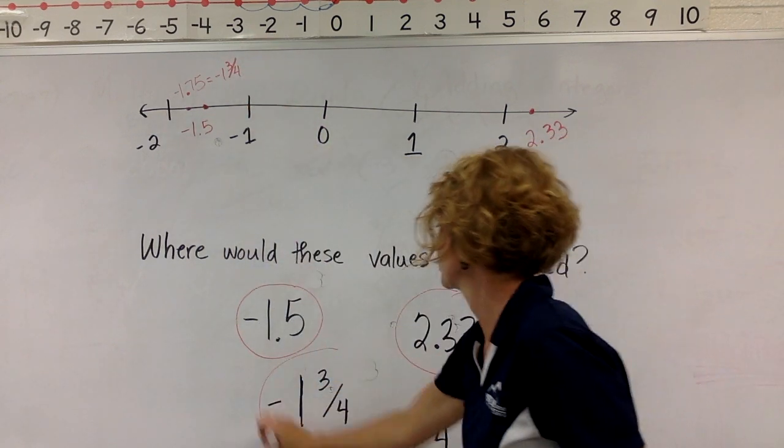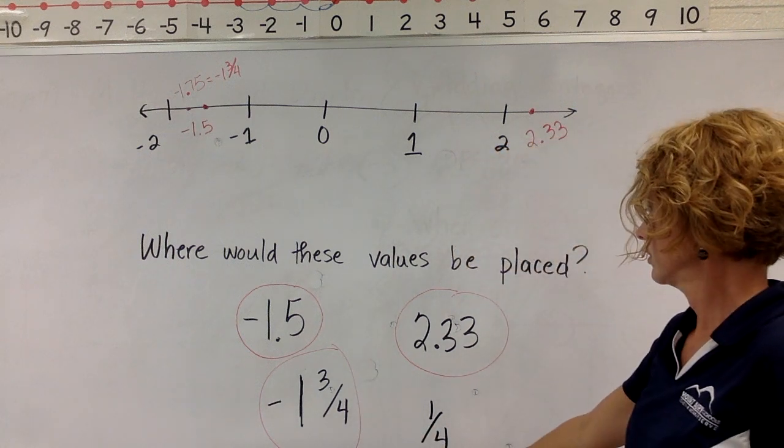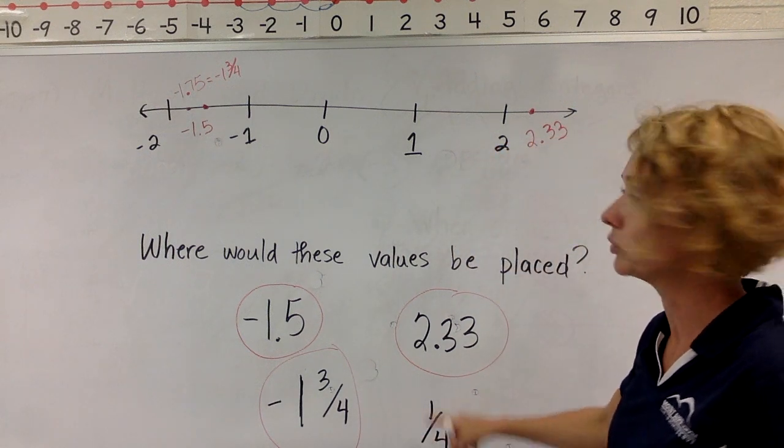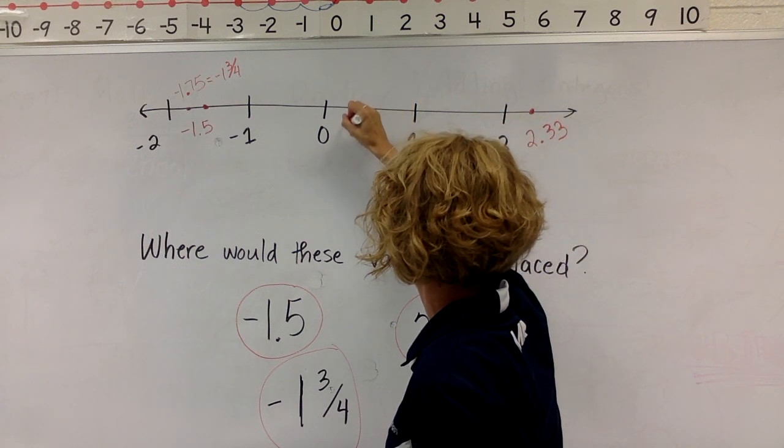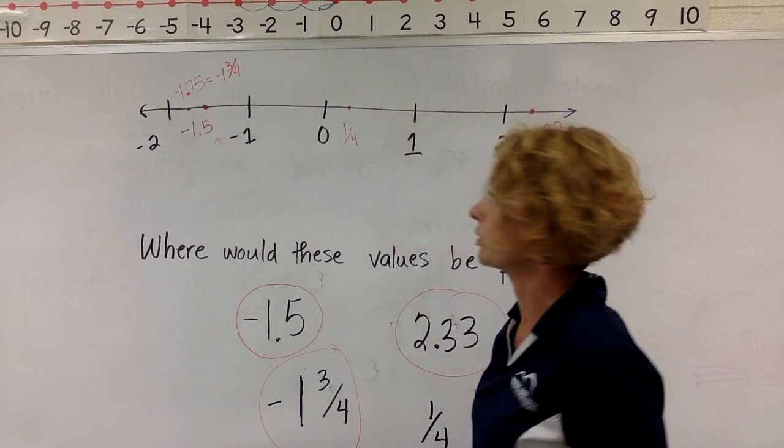About our last one right here, 1/4. 1/4 is between 0 and 1. I'm going to estimate that this is about 1/2, so 1/2 of that would be over at 1/4.